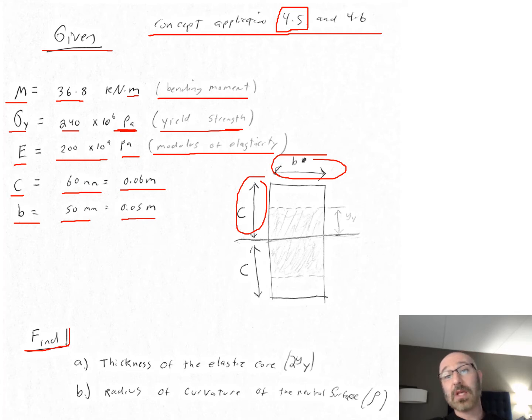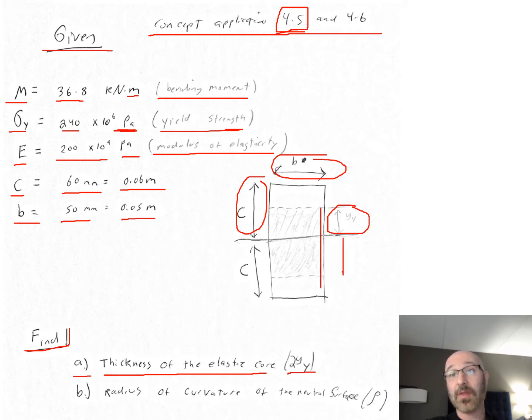In this problem, they asked us to solve for 2 different things for part 4.5. The first thing they want to solve for in part A was the thickness of that elastic core. Now this is 2y sub y because if we recall, this y sub y from our diagram is only half the thickness. If we want that full thickness, it's double that.